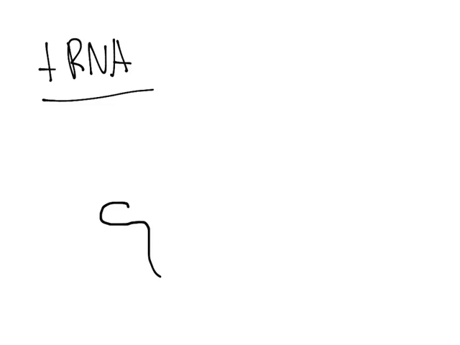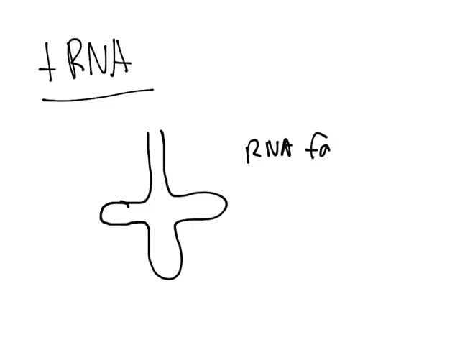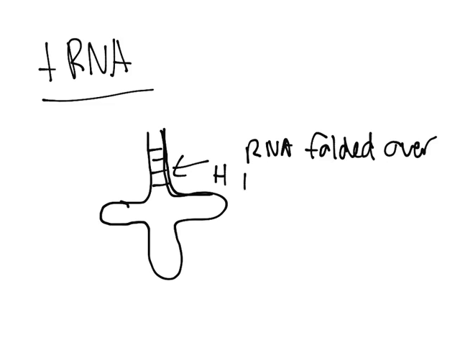And now finally on to tRNA. So tRNA kind of looks like a key type of thing. And so what it is, it's essentially RNA that's folded over. So this RNA is held together by hydrogen bonds. So there are actually bonds in there. So those are hydrogen bonds.